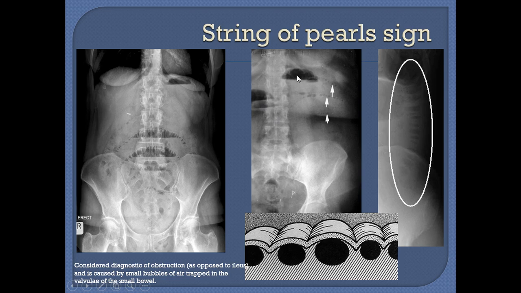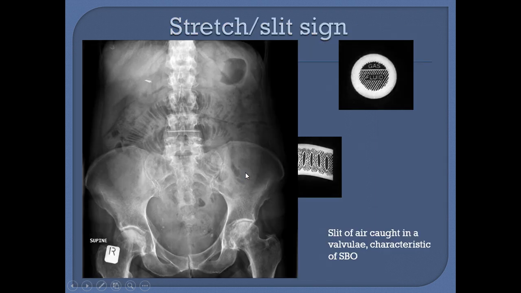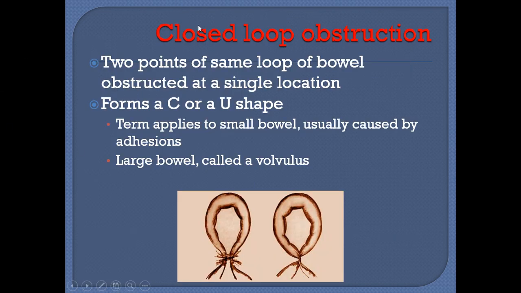Then a string of pearls. You can see small specks along the periphery of the bowel loops. You can see this one, and the dilated bowel loops with valvulae conniventes and air fluid level. Then the stretch or slit sign. You can see the valvulae conniventes are far away, they are open, the coil is open. This is called the slit sign, one of the signs of a small bowel obstruction.